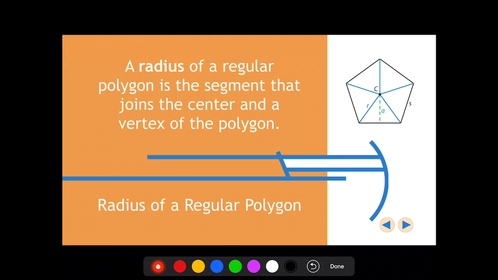The radius of a regular polygon is the segment that joins the center and a vertex of the polygon. So here's the center, and here's one of the vertices of the polygon, and you see this line right here that connects the two. That's referred to as the radius of the polygon. Now we have to remember the term regular polygon. Regular again means that all the interior angles are congruent and all the lengths of the line segments are congruent. So all of these line segments are congruent, and we know that the interior angles are also congruent. That's what the term regular means. We can't forget that. That's actually very important for this lesson.